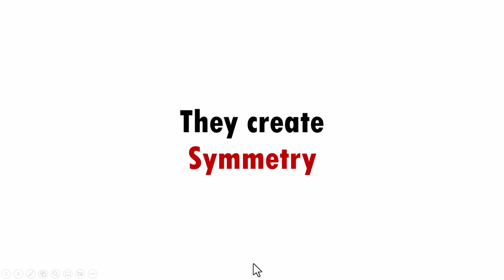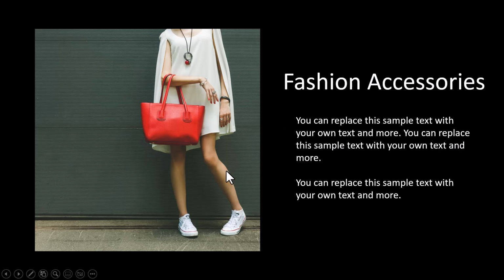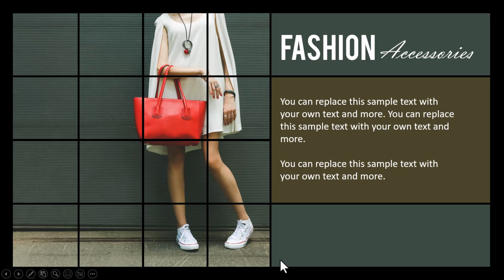The last trick for today is designers create symmetry to make their slides pop. Now, take a look at this slide. We have a photo and then some text. Now, this slide doesn't really look attractive. Now, see how we can make symmetry work in our favor by using a simple grid. This is the after version.